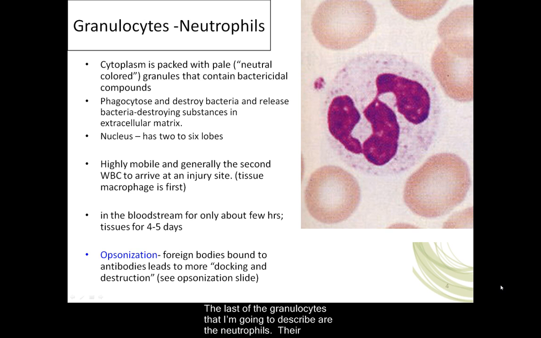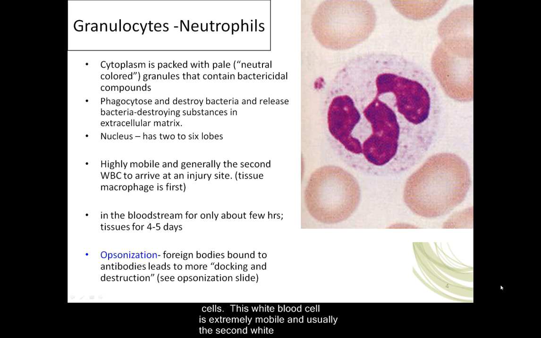The last of the granulocytes that I'm going to describe are the neutrophils. Their cytoplasmic granules absorb both the acid eosin dye and the basic methylene blue. Therefore, their granules appear pale or neutral colored. The granules contain bactericidal compounds, and their polymorphonucleus is multilobed. These cells are the most abundant of the circulating white blood cells.